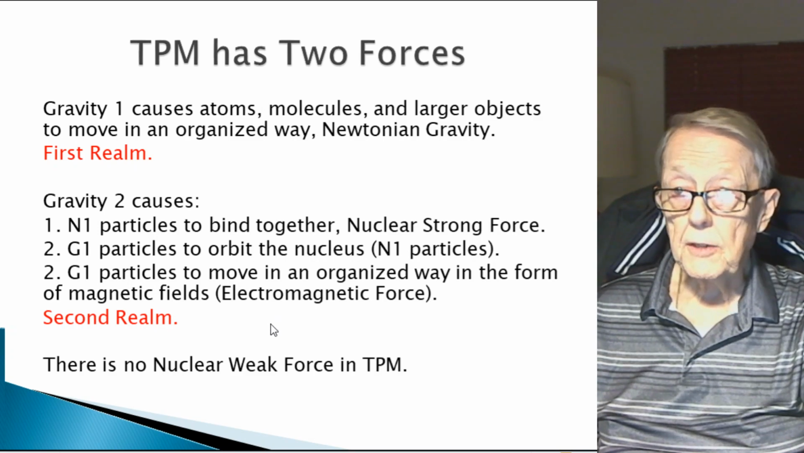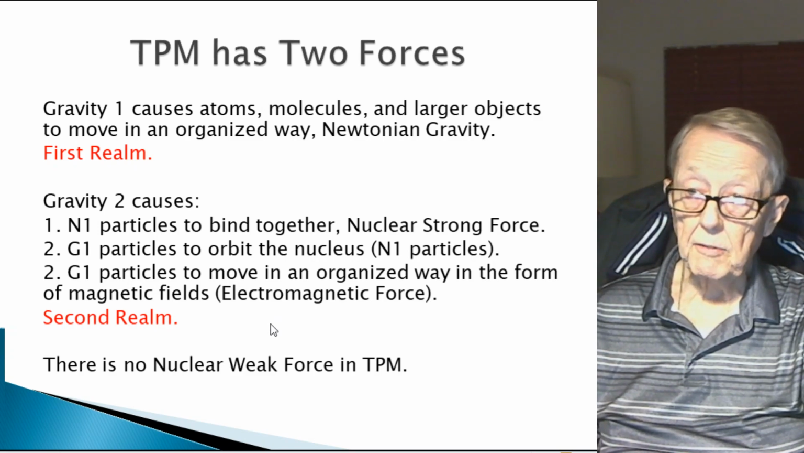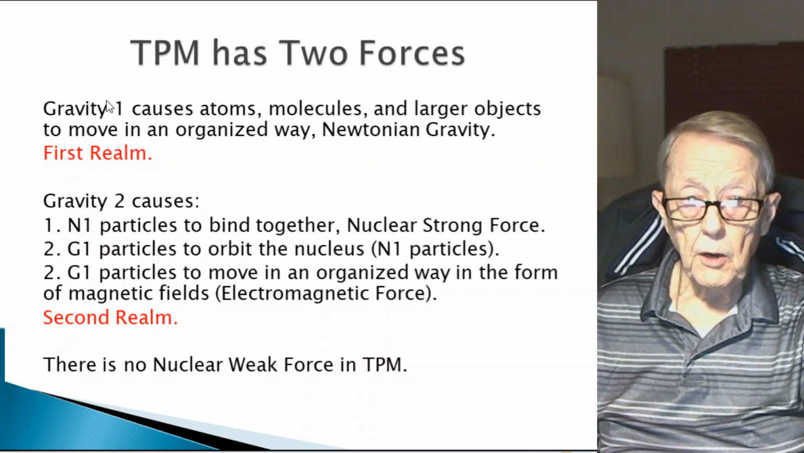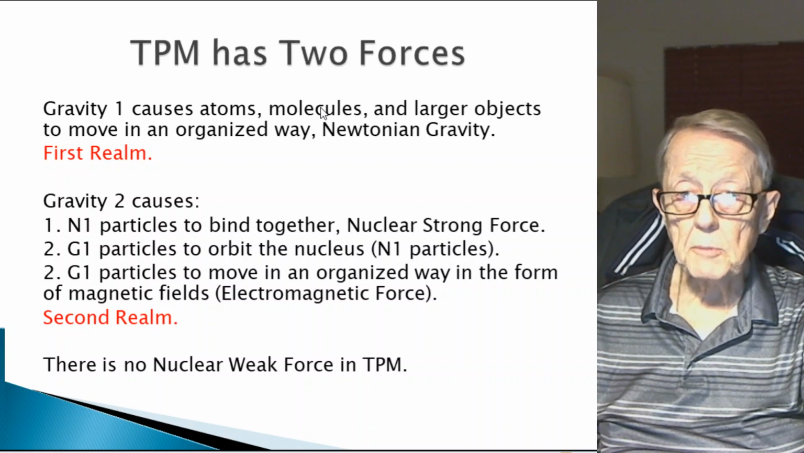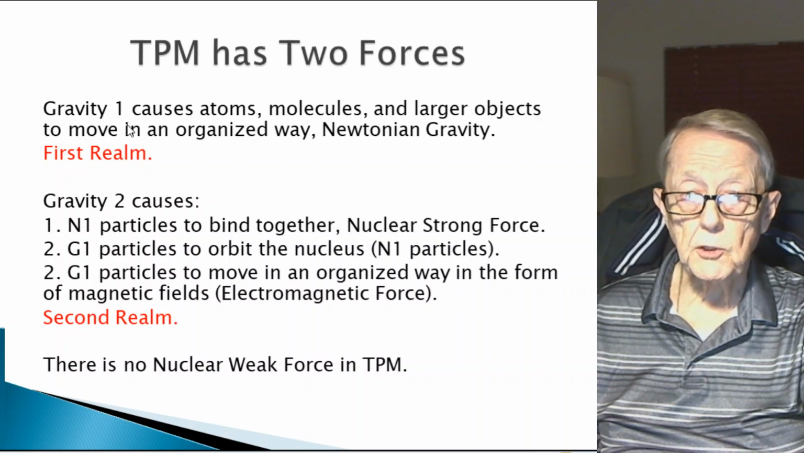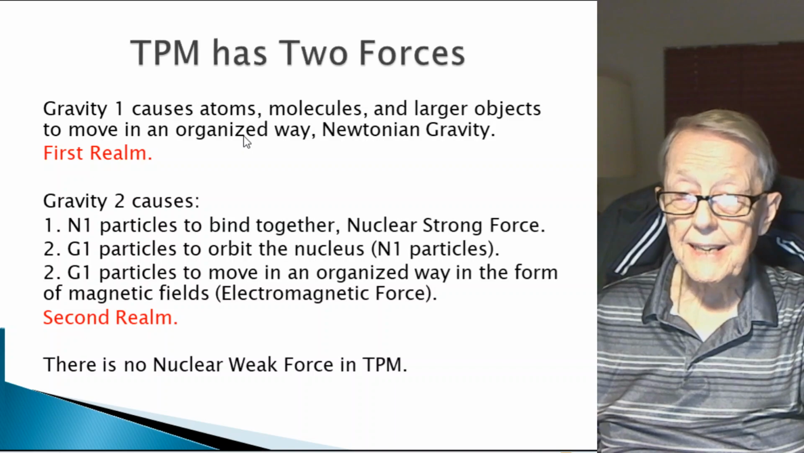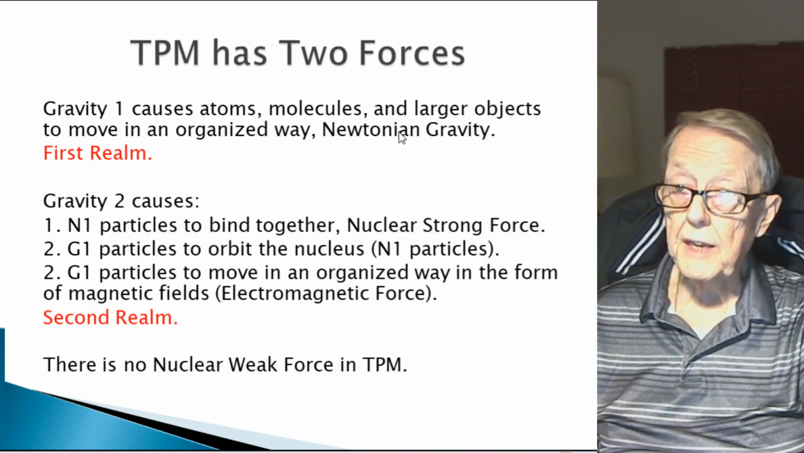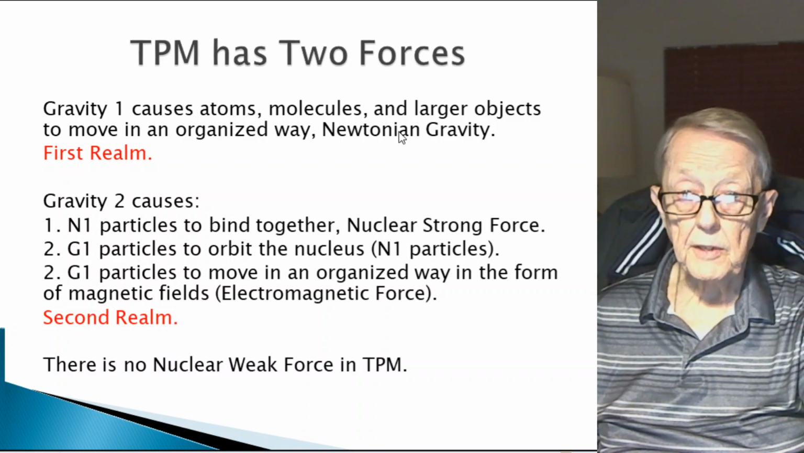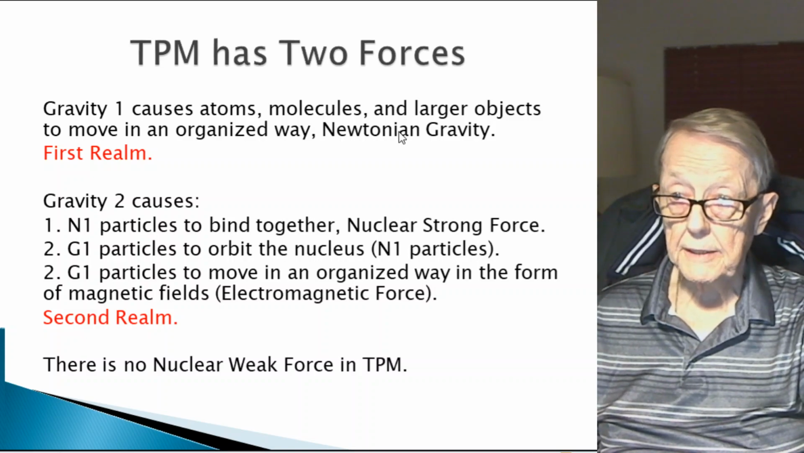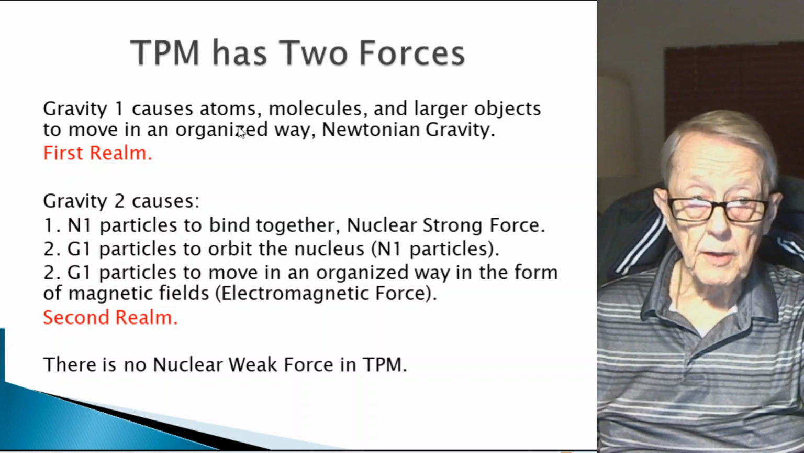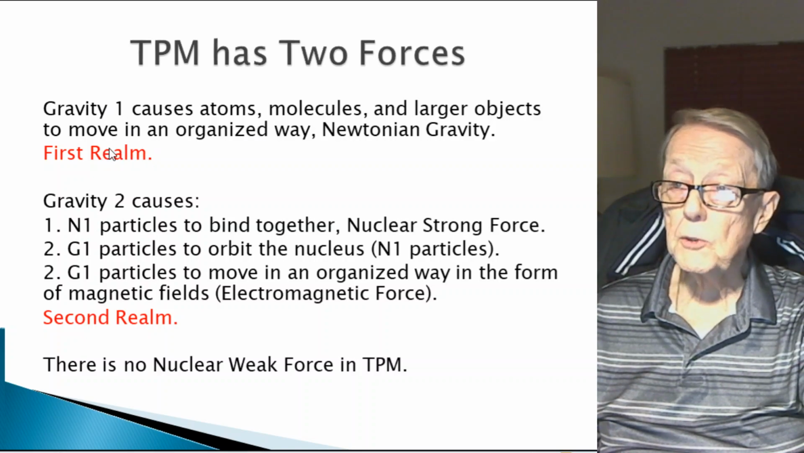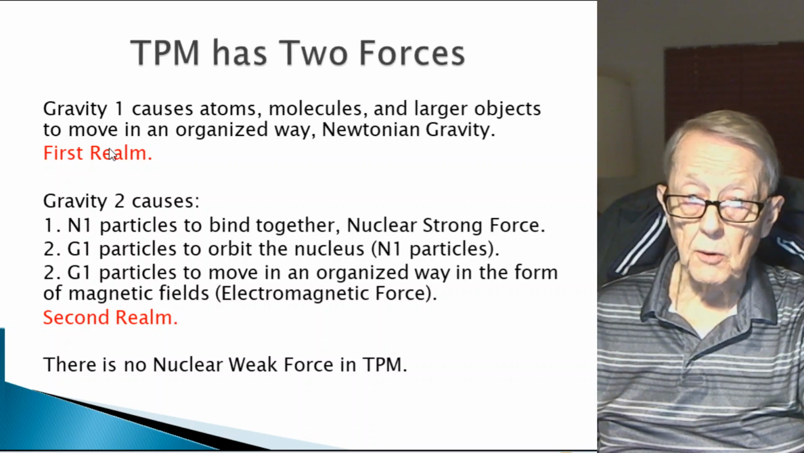And it turns out that the particle model, instead of having 4 main forces, has two forces. Gravity 1 causes atoms and molecules and larger objects to move in an organized way, as in Newtonian gravity. It moves the apple towards the center of the Earth, and it causes the moon to orbit the Earth. And generally, gravity 1 is in the first realm that Smolin talks about.